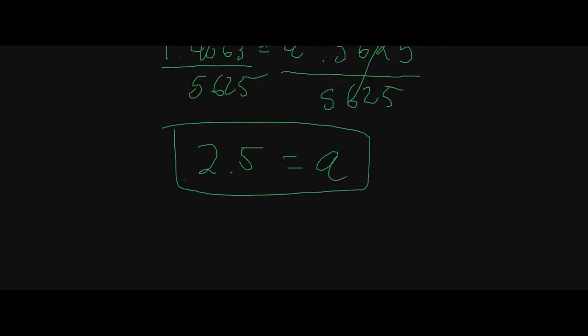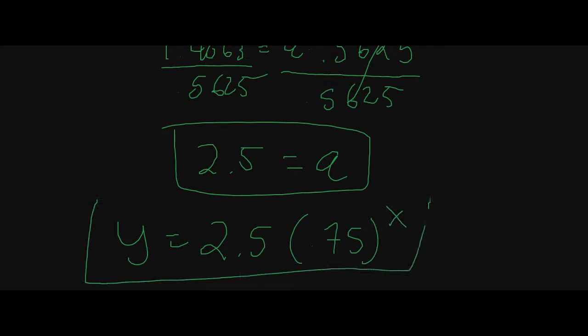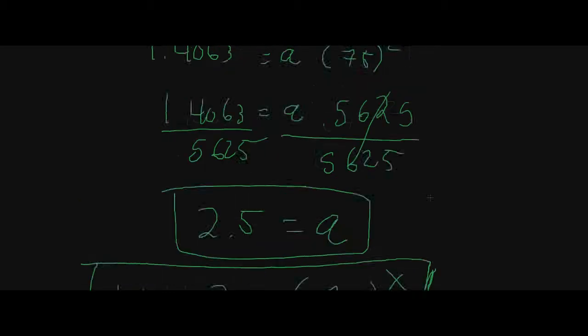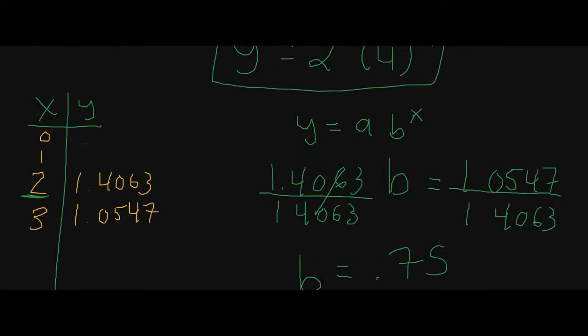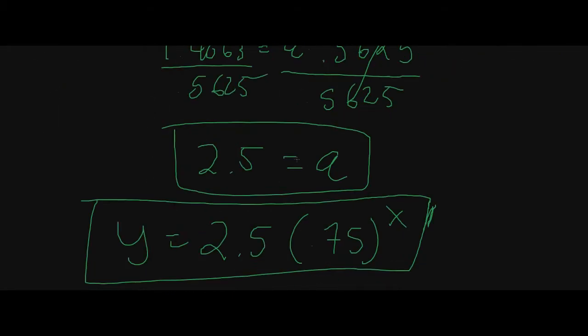There we go. Alright, well now my equation is going to be y is equal to 2.5 times 0.75 to the x. And this is going to be my equation. Alright, so the only tricky part in this problem was the fact that we didn't get our starting value and we had to find it. Hopefully this helps you understand how to create an exponential equation from the scenarios provided here.